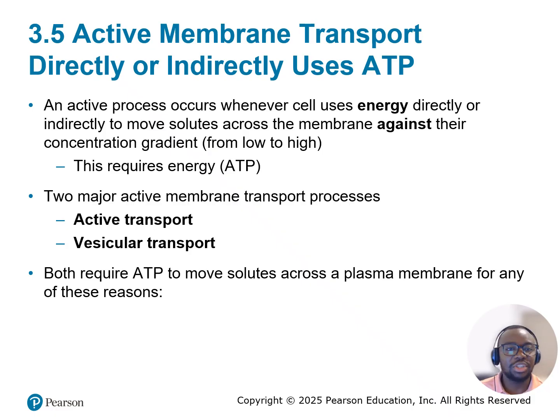Next, we turn our attention to active transport. Active transport requires energy in the form of ATP to move substances across the membrane against their concentration gradient. That is to say, movement of substances from a region of lower concentration to a region of higher concentration, which is different from what we saw in diffusion. Two major active membrane transport processes include active transport and vesicular transport. We are going to review both of them. And just to know that both require ATP.